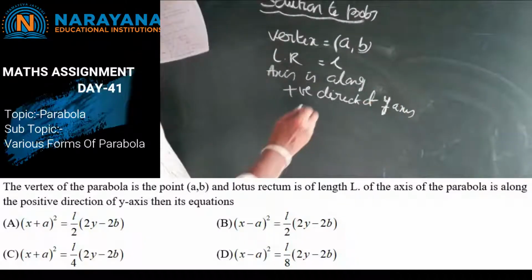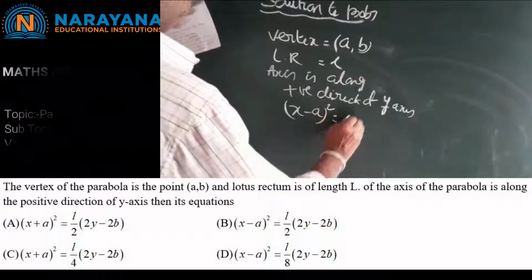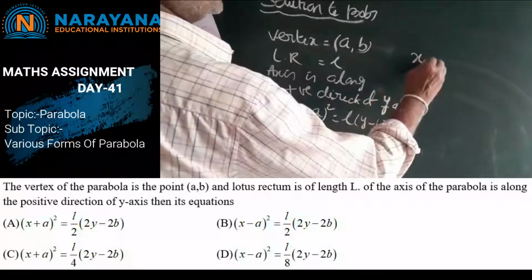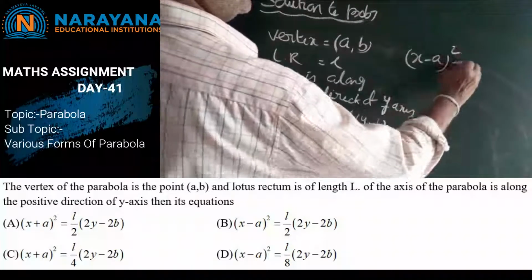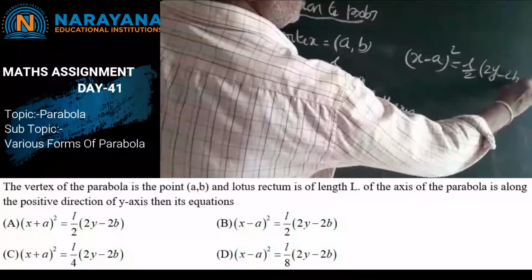This is the given condition. So the equation is given by (x − a)² = L(y − b). But the options are not given like this. After some adjustment, you can get the equation in the form of the option given to you.